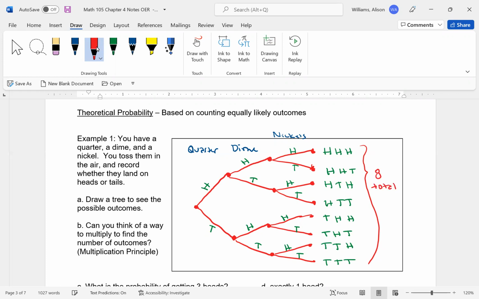All right. So part B says, can you think of a way to multiply to find these outcomes? And they call this the multiplication principle. And it's the idea that each coin offers itself 2 options, heads or tails. So when I look at the quarter, I have 2 options, and the dime, I have 2 options, and the nickel, I have 2 options, or 2 times 2 times 2, which comes out to 8 total options. So I know I did it right because I did get 8 outcomes possible.